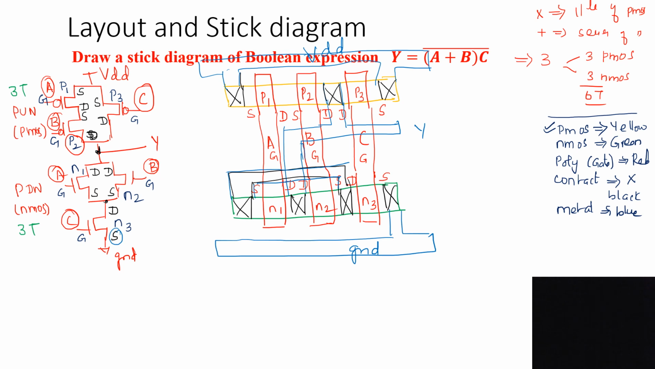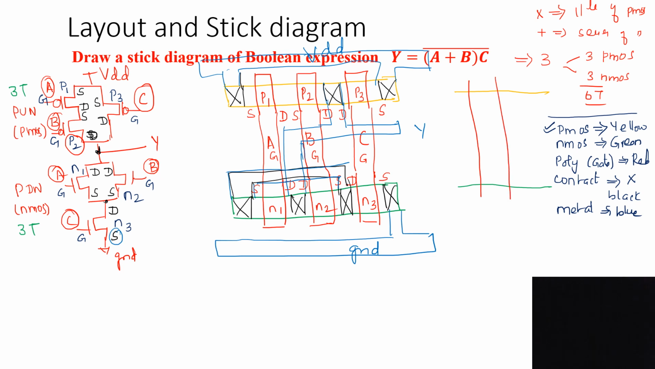You can try it. If you want to draw the layout, the same diagram, without using rectangular shape, you can just use a single stick. It will become the stick diagram. Okay. So now I am going to draw the stick diagram. First I will take the yellow color. Then I have to use the green color for the N mask. Then I have to use the polysilicon over that.